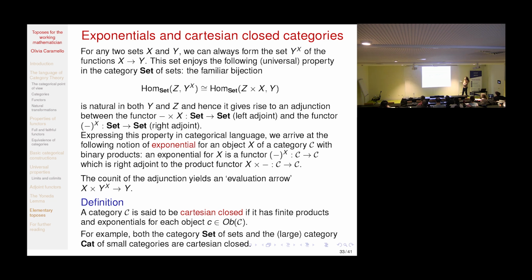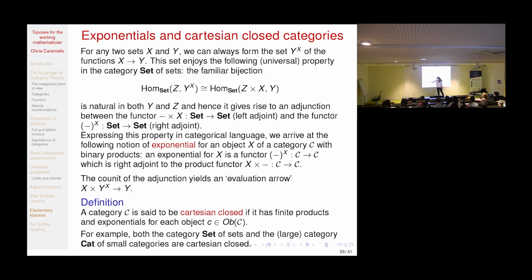So this invites us to define this categorical notion of exponential of an object in a category. Suppose that in your category you have binary products, then we define an exponential for a given object of this category as a functor from the category to itself, which is right adjoint to the product functor. Of course, by taking the co-unit of this adjunction, we get an evaluation arrow, which corresponds really to the evaluation function that we have in set theory.